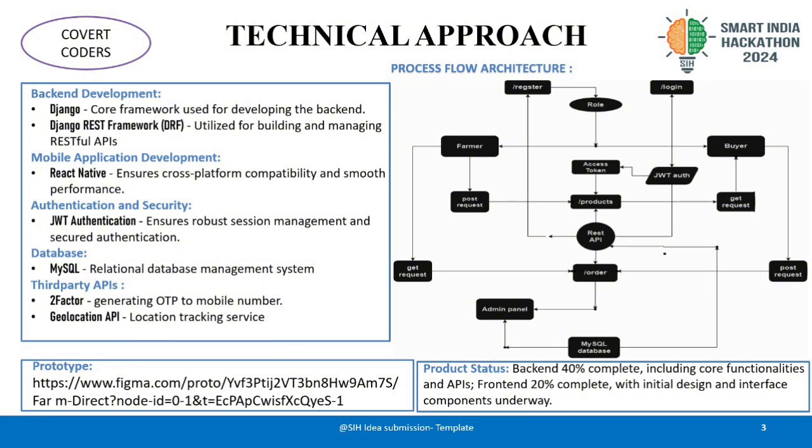We are using some third-party APIs like 2Factor for generating OTPs to the mobile number, and a geolocation API for getting the user's location and sending it to the backend. We have already started building the application. Some of the backend APIs have been completed, and some of the front-end part is also completed by integrating those APIs using the Axios library for fetching the APIs. Here you can see the backend architecture diagram. And now let's see the front-end prototype of our product.